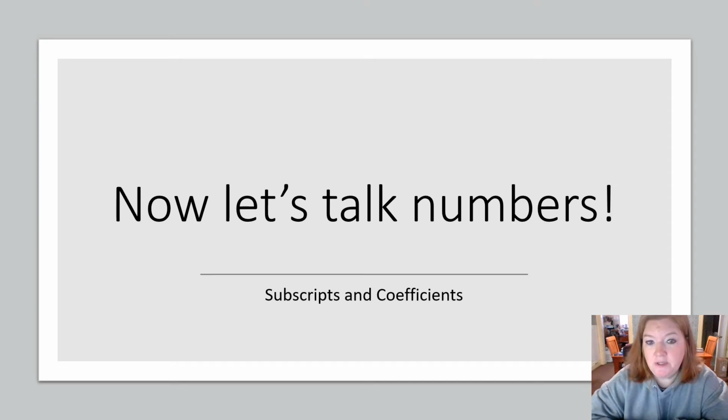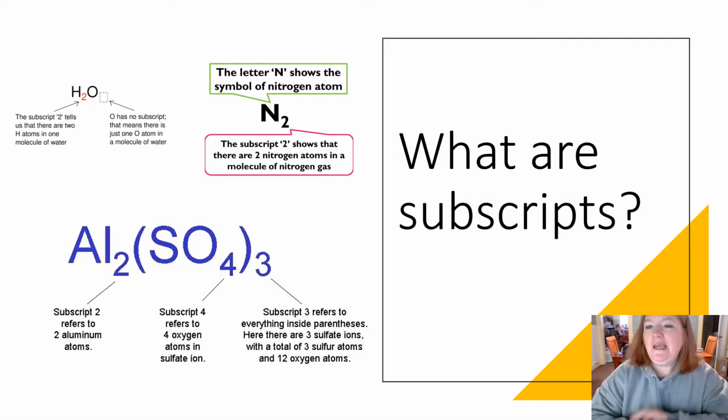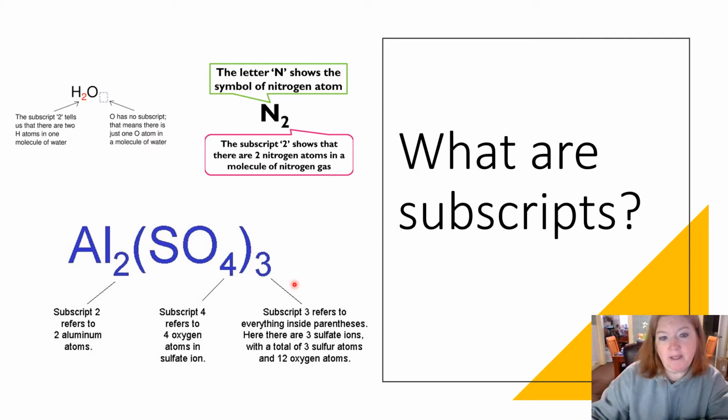Now let's talk numbers, subscripts, and coefficients. These should not be new terms for you. So subscripts are the little numbers at the bottom. So right here, this is a subscript. So this 2 means there's 2 aluminum. This 4 means there's 4 oxygen. There's no subscript here. Anytime there's no subscript, it means 1. Okay, so in H2O, the 2 means 2 hydrogen. Since there's no subscript for the oxygen, it means 1. And then the letters indicate obviously what elements.